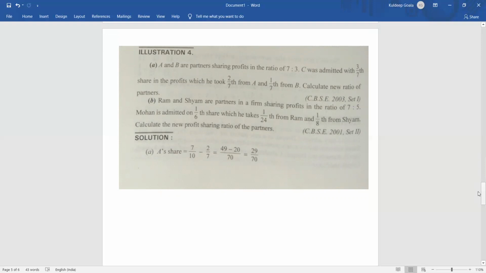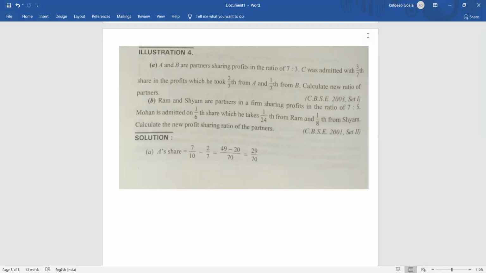chapter. So after that, the next question, that is Illustration 4. What is given here? A and B are partners sharing profits in the ratio of 7:3. Clear? These are the two questions which came in CBSE Set 1 and Set 2. CBSE questions means these are probable types of questions. So try to understand nicely what is given here.